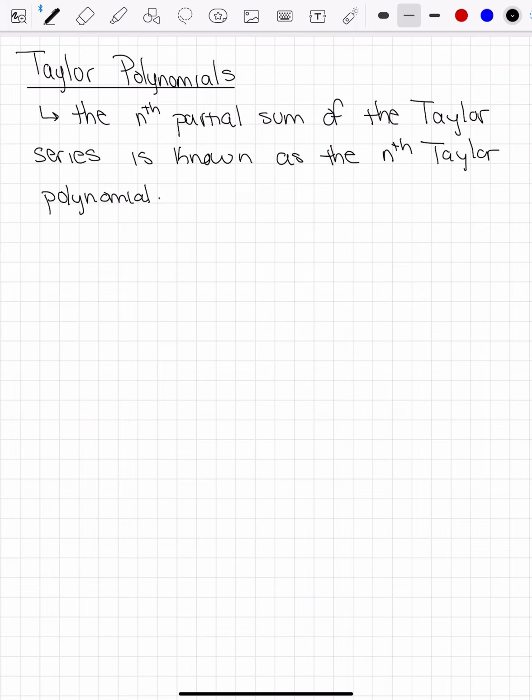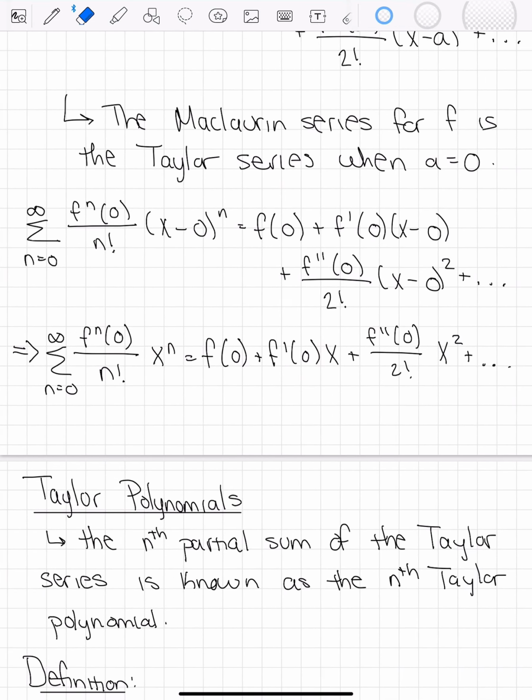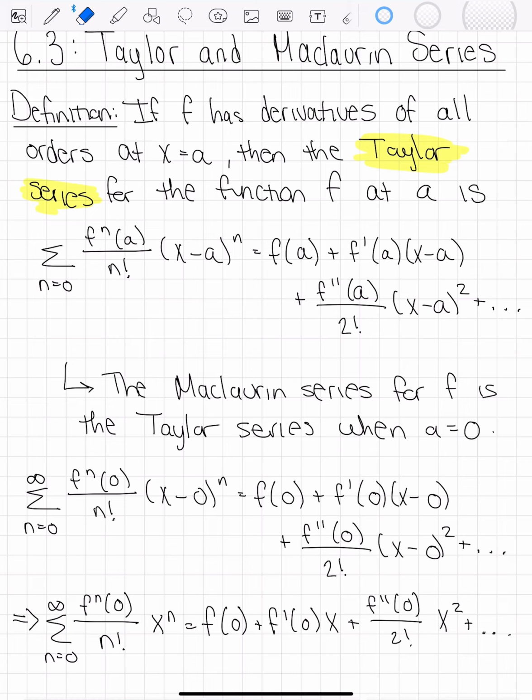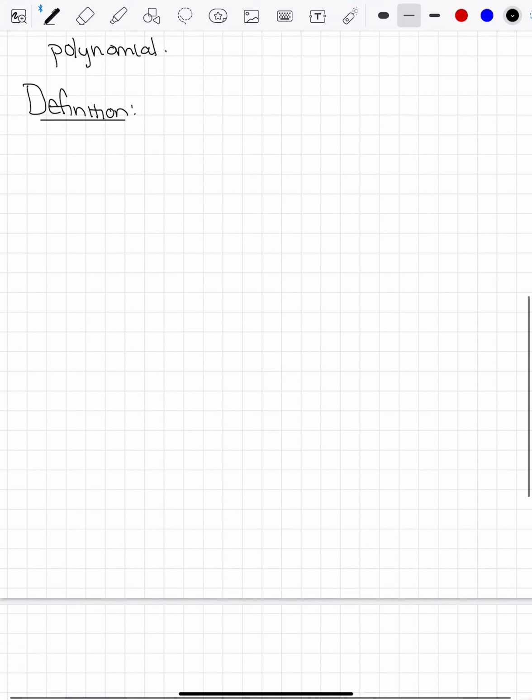Right? So what does this look like? Literally, remember, what is the nth partial sum? That is when we take this infinity and we change it to n. So we sum up to a specific number. So we take the infinite sum and we make it finite.